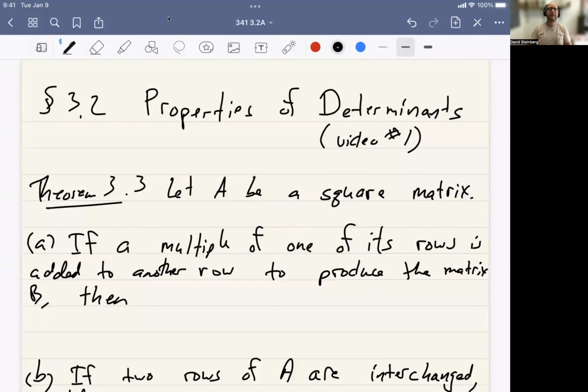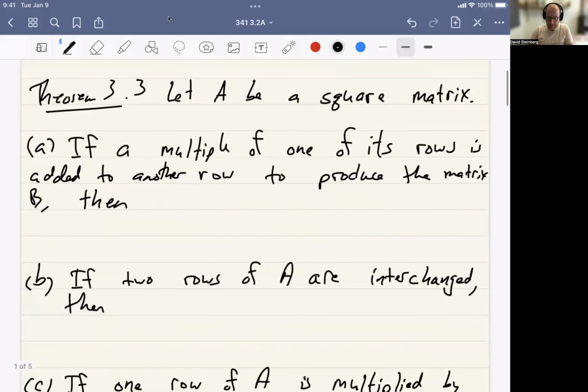Hello all, welcome to the video for section 3.2, properties of determinants. Make that E look a little better. Boom, properties of determinants. So let's open with a little theorem here.